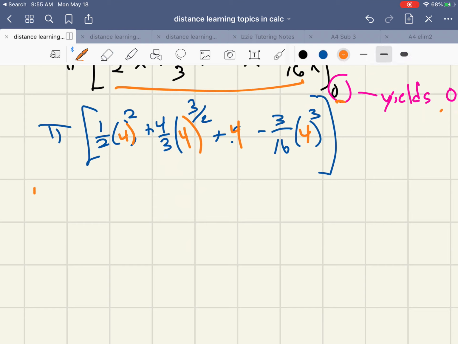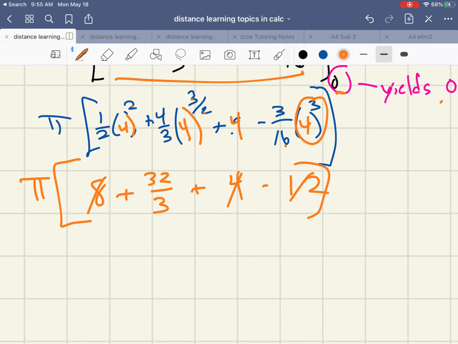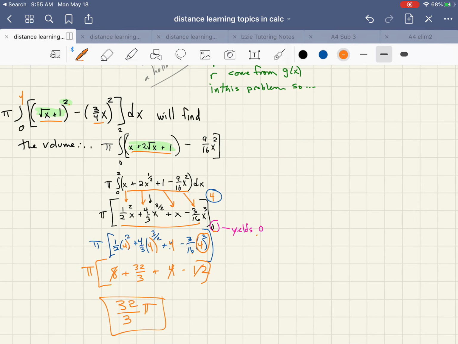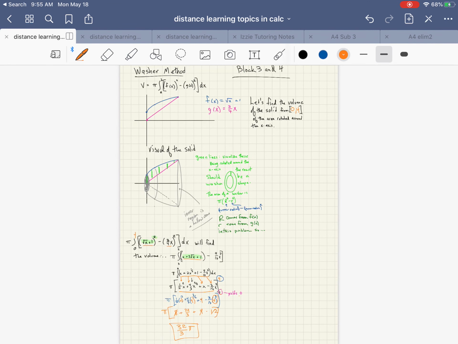So, pi times 16 times half is 8. That's a nice one. 4 to the third is 64. The square root is 8. So 8 times 4 is 32 thirds. Plus 4. This is 64 divided by 16, which would be 4. So it's minus 12. So that's 12. So we end up getting 32 pi over 3. There's your first washer problem example. Let's look at the next one.